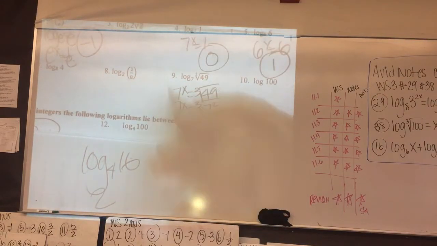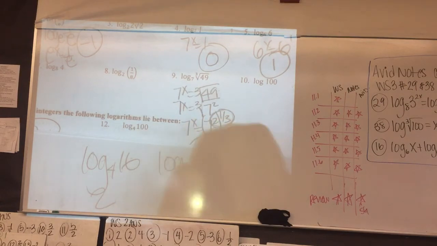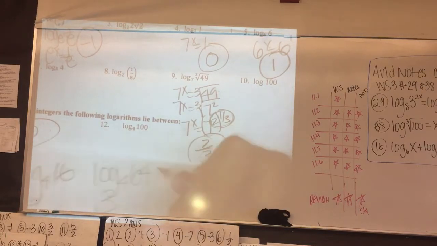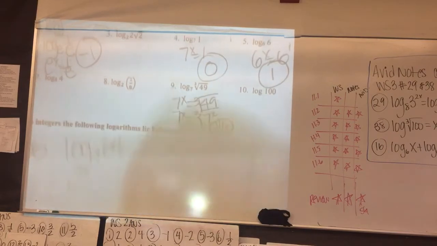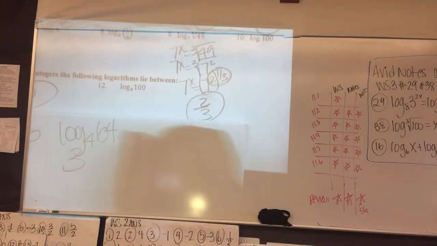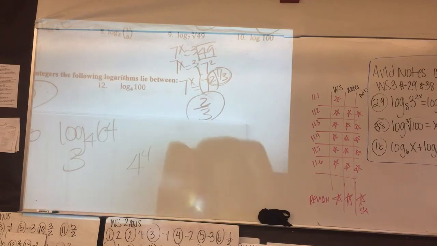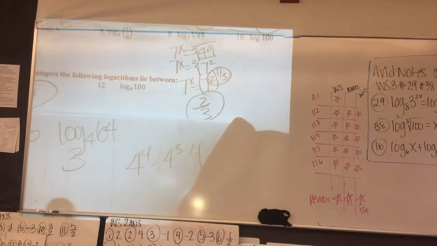Okay, but that's way smaller than 100. I think I remember there being one with a 64. 4 to the 3rd power is 64, but that's still too small. So I don't know any more other than that. But I could do 4 to the 4th power. Well, that's 4 to the 3rd power, and then I could multiply it by 4. So if this one is 64, I can just multiply that by 4.